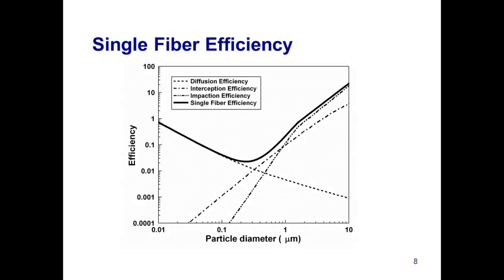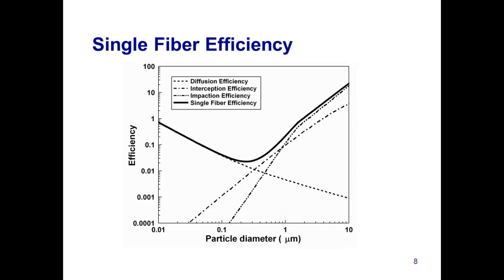This plot shows model predictions for the efficiency of a typical single filter fiber at collecting particles. The figure shows single fiber efficiency on a logarithmic scale plotted against particle diameter, also on a logarithmic scale. The curves for interception and impaction efficiency show that single fiber efficiency increases with increasing particle diameter for these mechanisms. On the other hand, diffusion efficiency decreases with increasing particle diameter.